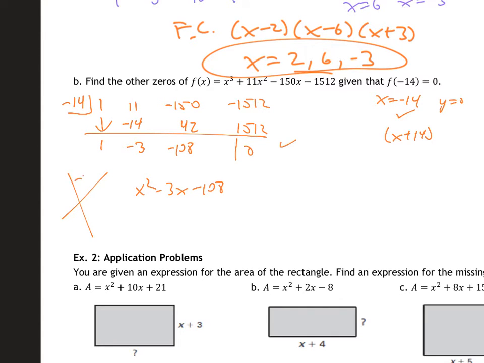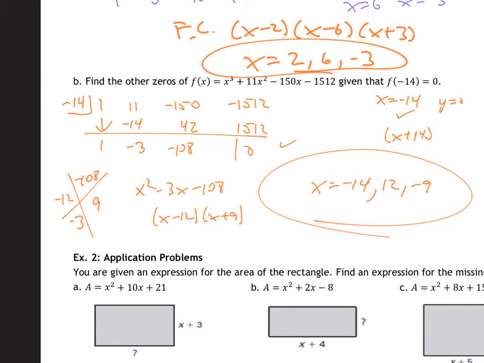So what factors of negative 108 give you negative 3? 12 and 9. So this factors into x minus 12, x plus 9. So my answers here, I was given negative 14. Change the sign, so move that over, so a positive 12 and a negative 9. Those are my zeros. And we're good to go.